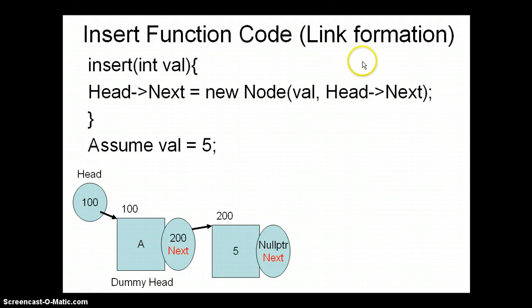So in link formation process, the address returned here is stored in the next field of a node where head pointer is pointing to, which was this one. This is head pointer pointing here. Next field is this one. So when that 200, that new node had the address, which is when it's stored in the next field, we form the first user inputted linked list data node.